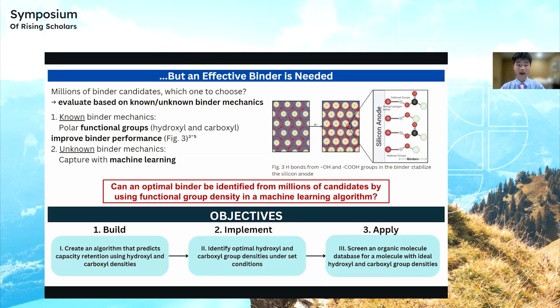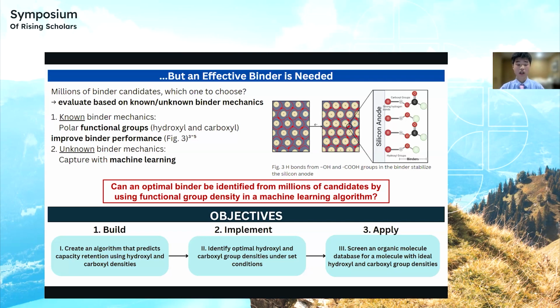However, there are millions of binder molecules that exist, so it's difficult to know which ones to test. This is why I decided to compare the molecules based on known and unknown binder mechanics. A known binder mechanic is that the presence of polar functional groups improves binder performance. Polar functional groups, such as hydroxyl and carboxyl groups, are able to form strong hydrogen bonds with the silicon dioxide found on the surface of silicon anodes, as shown in figure 3.